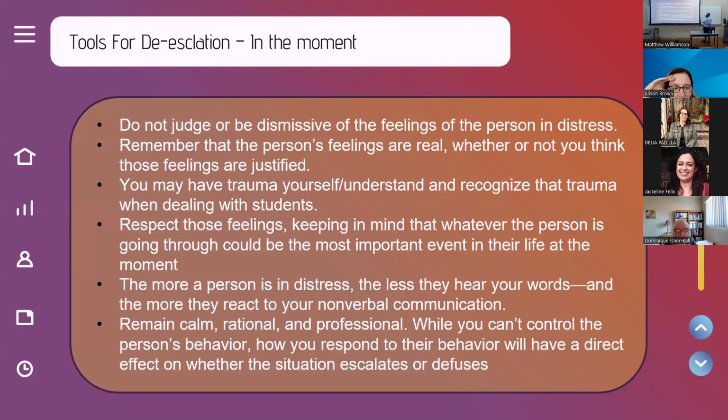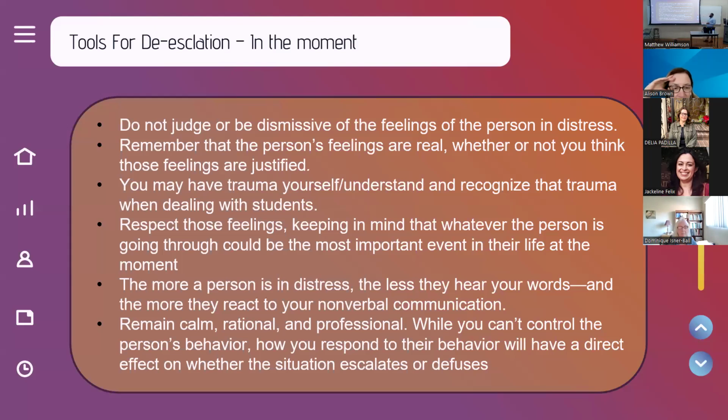First things first, don't judge or be dismissive of the feelings of the person in distress. And I think this ties into the second point. The person's feelings are real. No matter how irrational we feel that someone may be thinking, they're real to them, and they might be the most important thing to them in the world at that time. We should approach it as such.